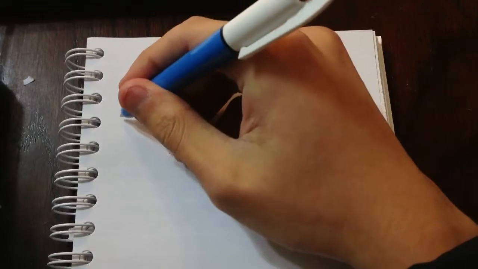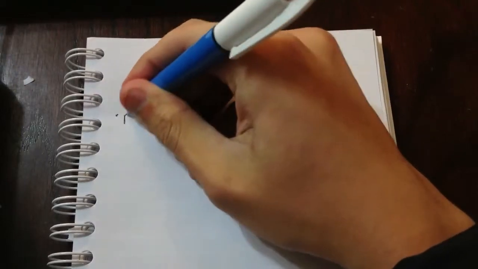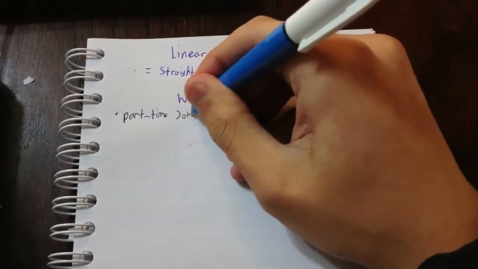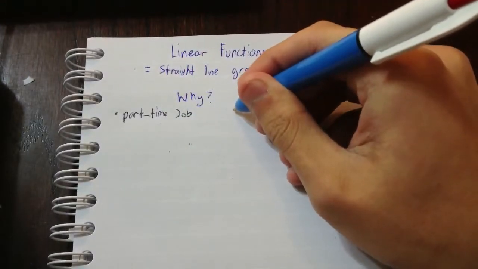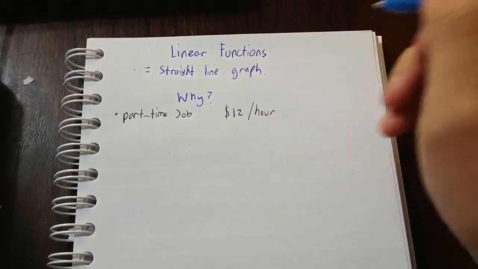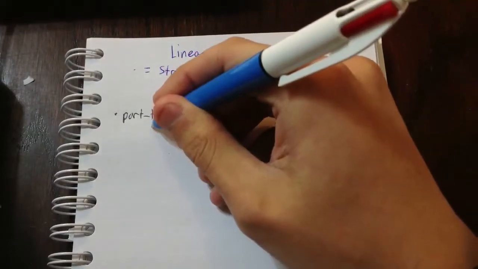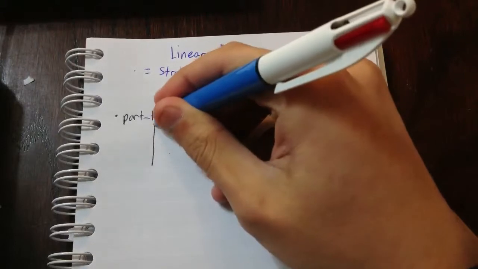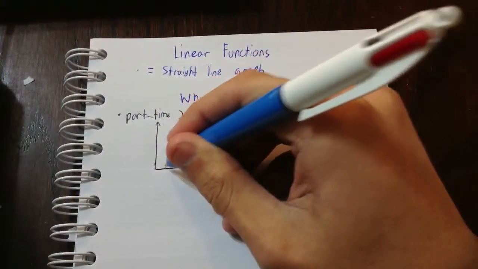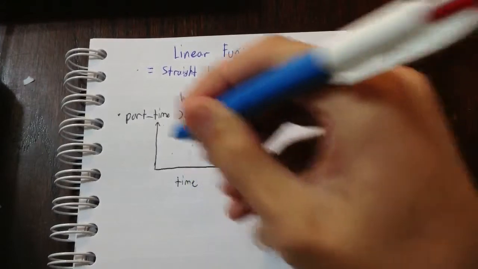Well, one example of using a linear function is if you have a part-time job. So those of you out there with a part-time job, this is all about you. Say you earn, let's say, $12 an hour. Okay? $12 an hour. We can make a little function, a little graph of how much you earn and how much time you spend. So here is time, and here is money.